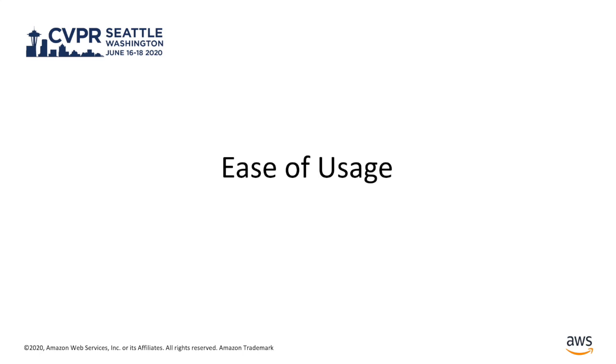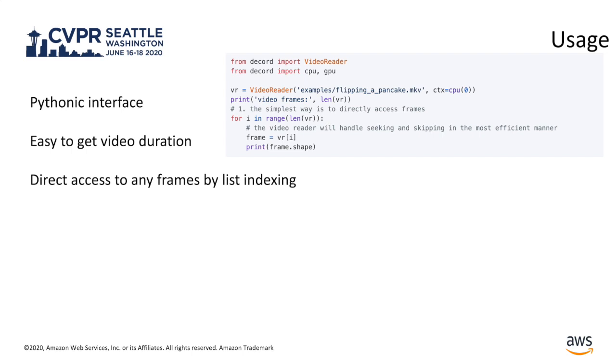Now, let's first show some quick examples and show you the ease of usage. If you want to use Decord to read a video, first you install Decord. You can import video reader from Decord as seen in the code snippet. Then you can pass in the video location and read it. Here you can see that there is a context option, which you can specify either on CPU or GPU. The default is CPU loading.